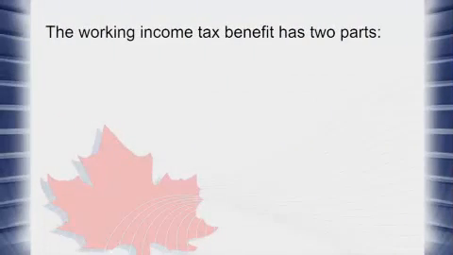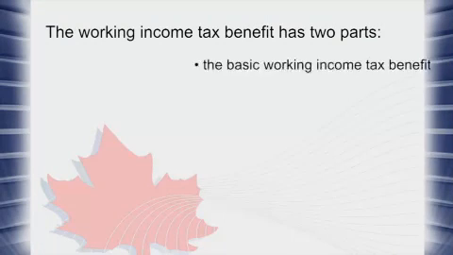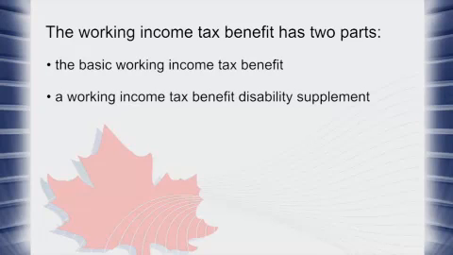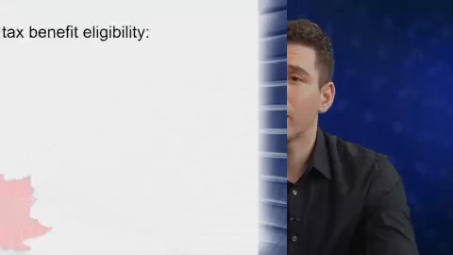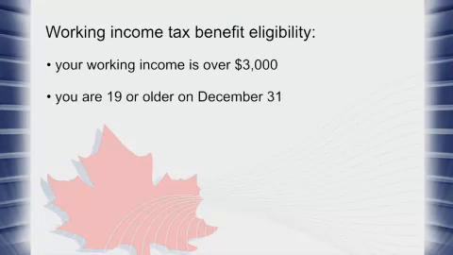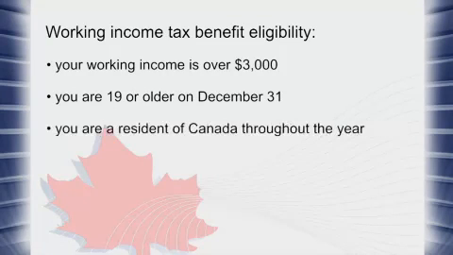First, I need to tell you that the working income tax benefit has two parts: the basic working income tax benefit and a working income tax benefit disability supplement. Okay, so what's the basic working income tax benefit for? The basic working income tax benefit provides tax relief for low-income individuals and families who are in the workforce. And who can apply for the basic working income tax benefit? You're eligible for this benefit if your working income is over $3,000, if you're 19 or older on December 31st, and if you're a resident of Canada for income tax purposes throughout the year.